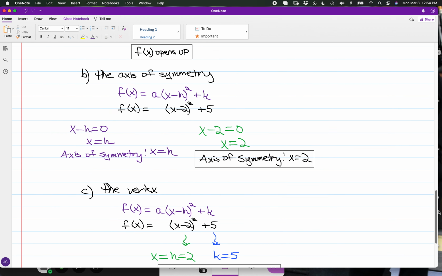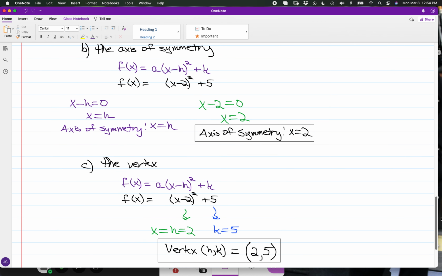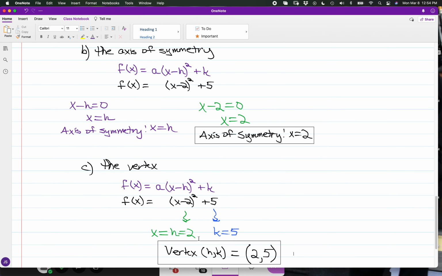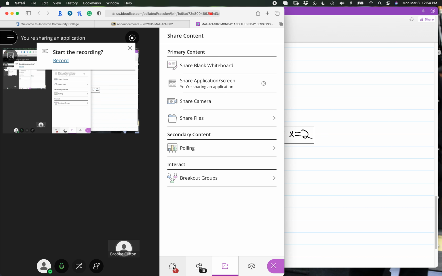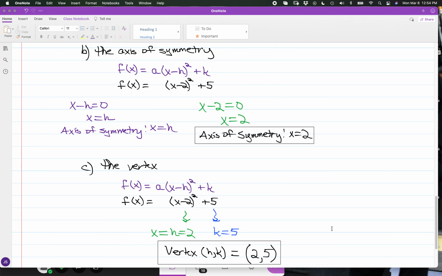Just for starters, the graph opens up from the vertex with the vertex at 2, 5, and again, you have the graph split up by the axis of symmetry, which we're going to have at x is equal to 2. If the binomial happened to be x plus 2, and I set it equal to 0, I would have that x is equal to negative 2. So if you have your x minus h represented by a binomial of addition, your h value will be negative. But if you have a binomial of subtraction, like in this case, your h value is going to become positive.